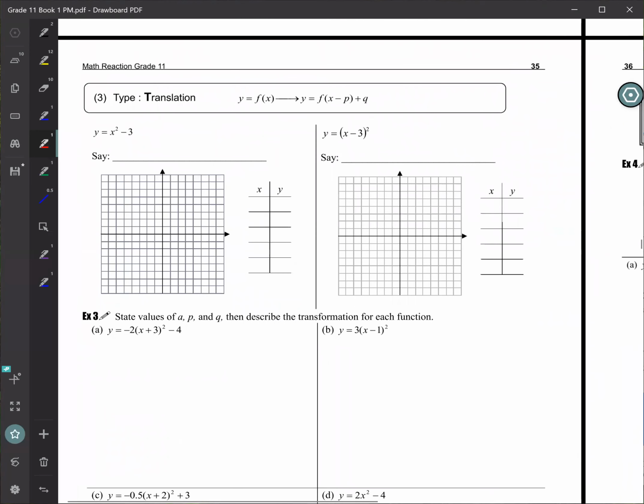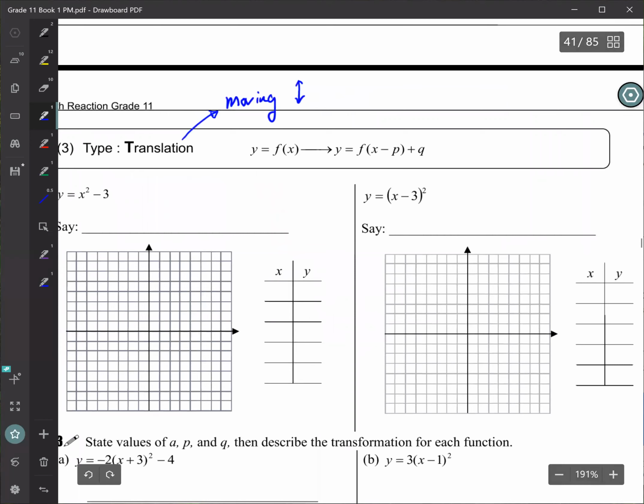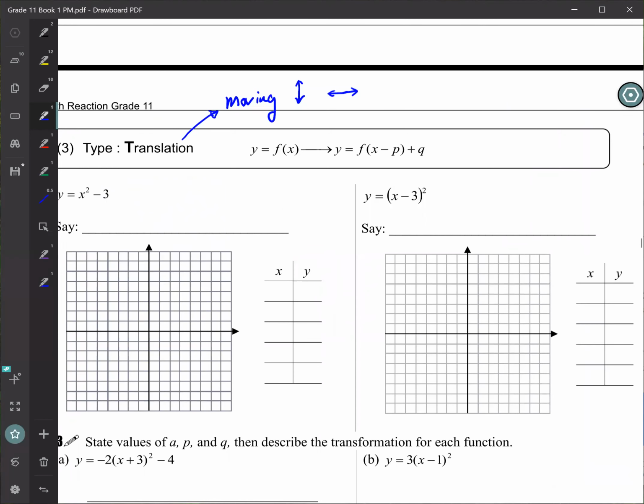Translation, T. Translation has to do with moving. It's not the translation of language, it's not translating English to Chinese. This translation here is talking about moving things. So we can either move the graph up, or we can move it down. We can move it to the left side, or to the right side, sideways. We have 2 directions to move, actually 4: up, down, left, and right.